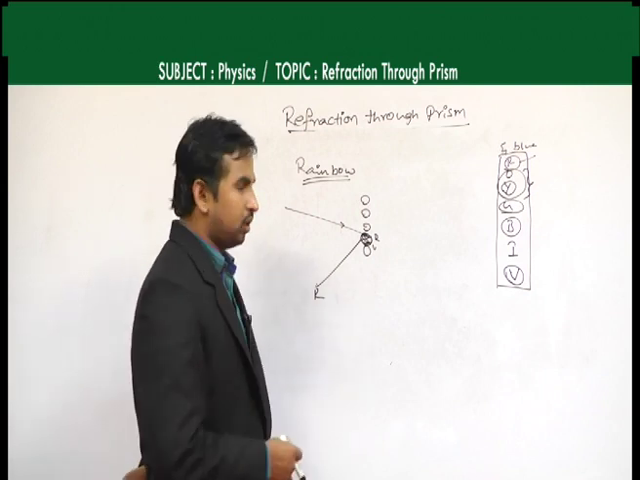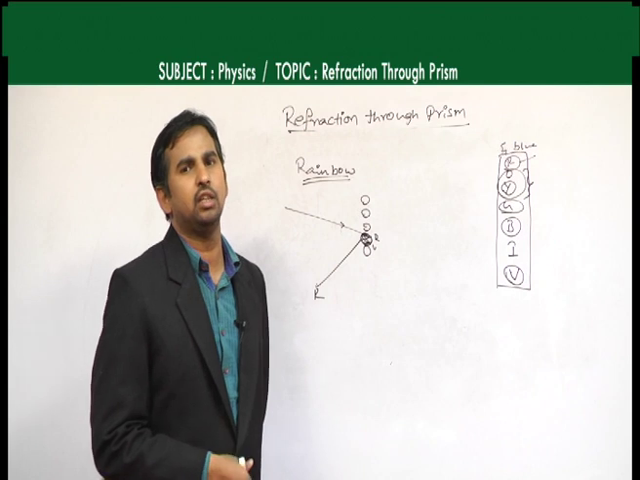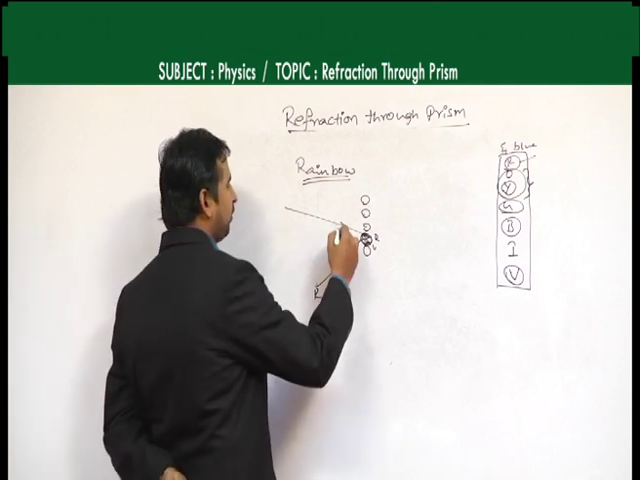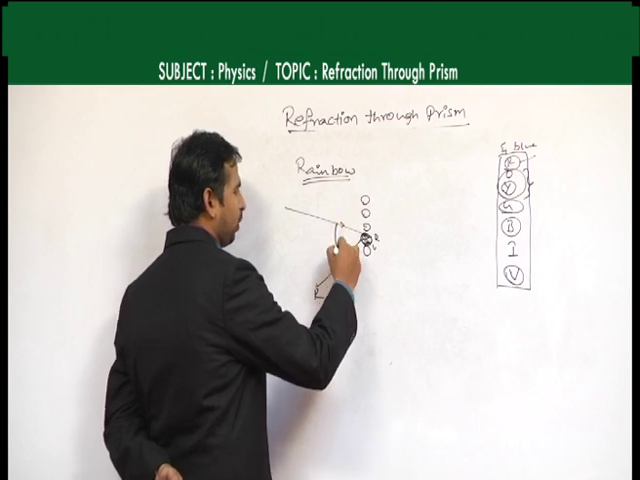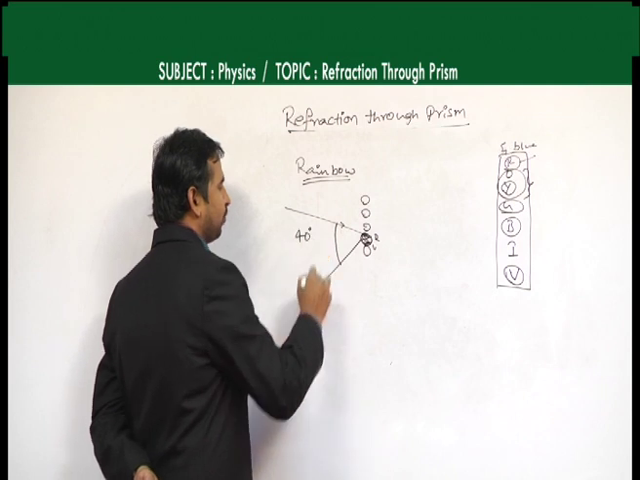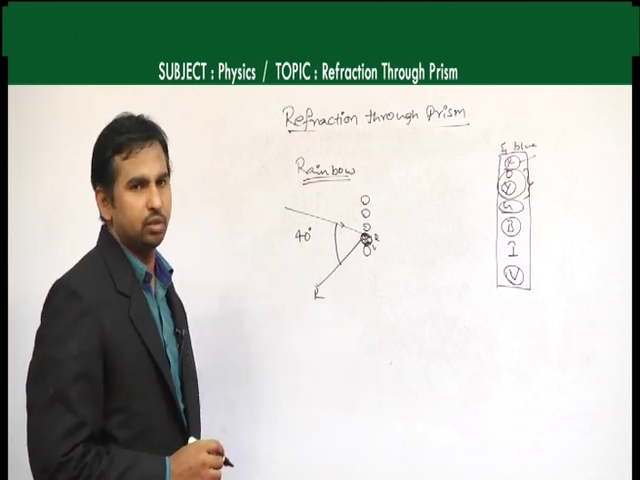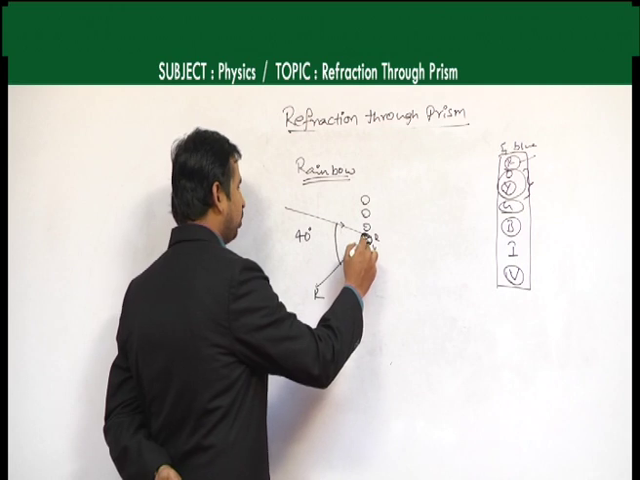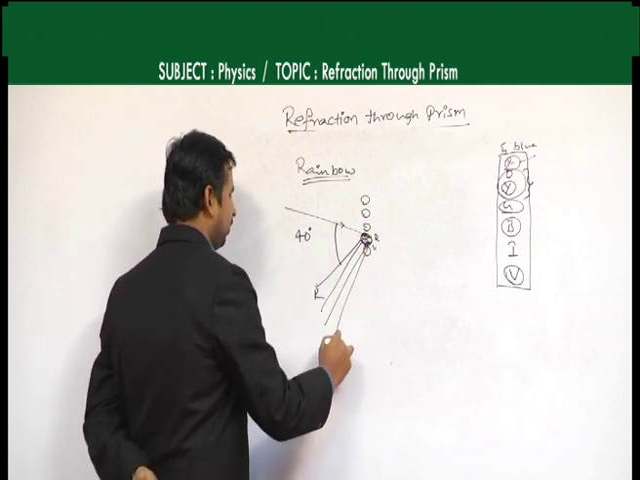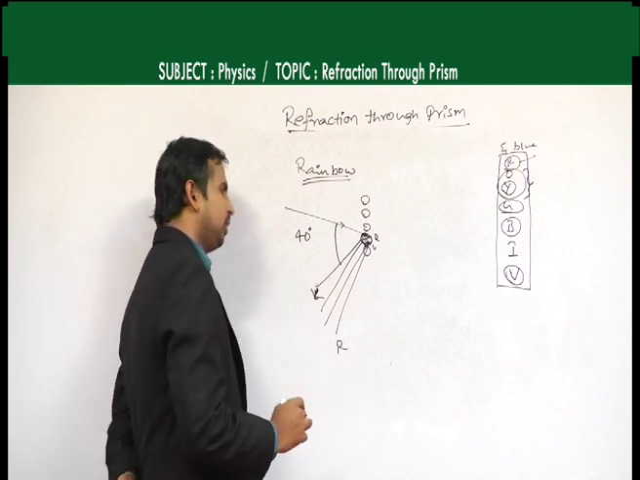In most cases, these colors can be seen from a 40 degrees angle to 42 degrees angle, which means the angle between the color you are getting out and the angle of incidence on that water. This range is about 40 degrees to 42 degrees. For example, among the different colors, at the bottom we have red color, and finally we have violet color.